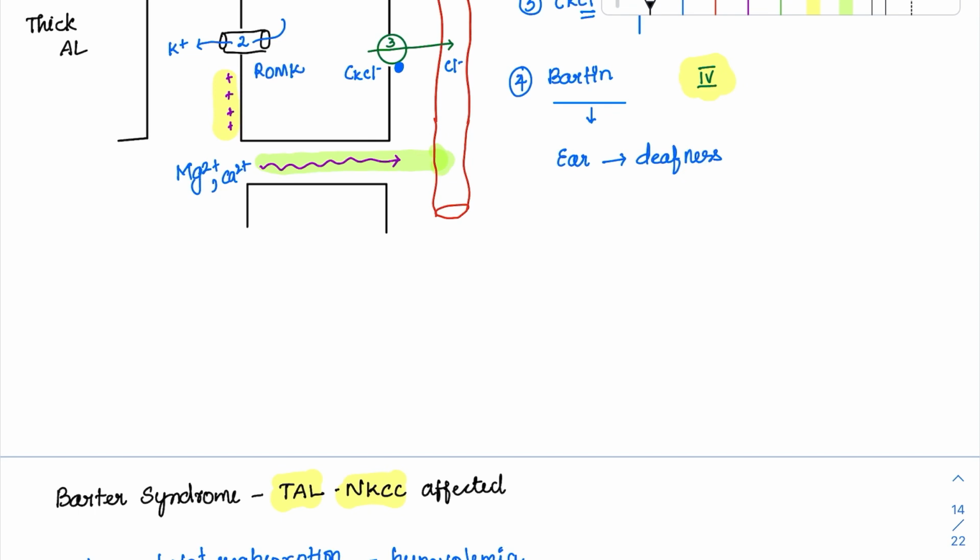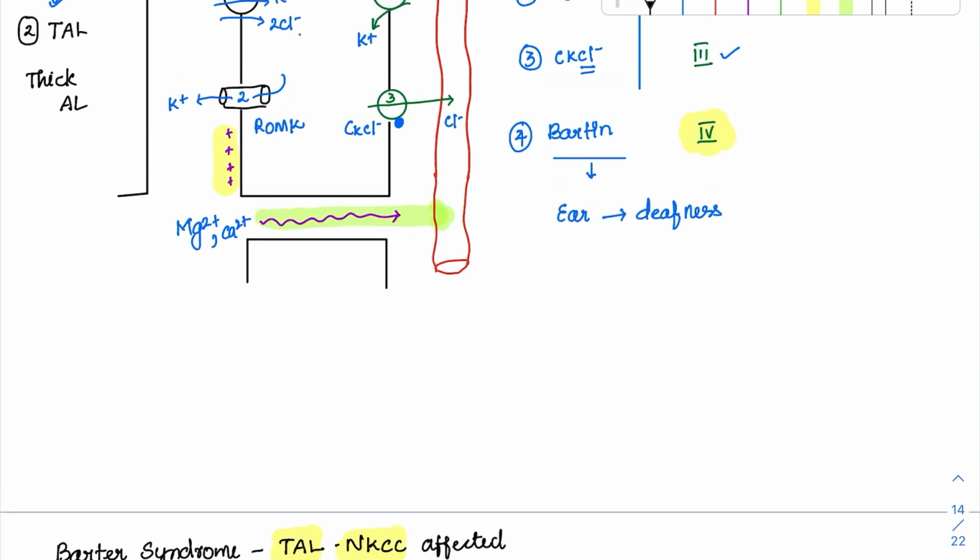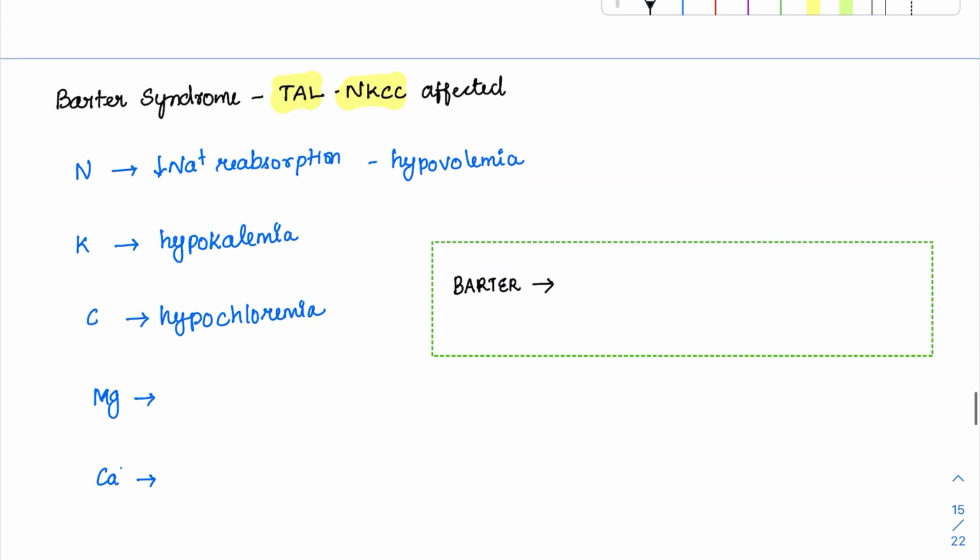Now if any of the above channels are affected, this potential will not be created. So obviously the magnesium and calcium reabsorption is also affected. How will the patient present? He will have hypomagnesemia also.